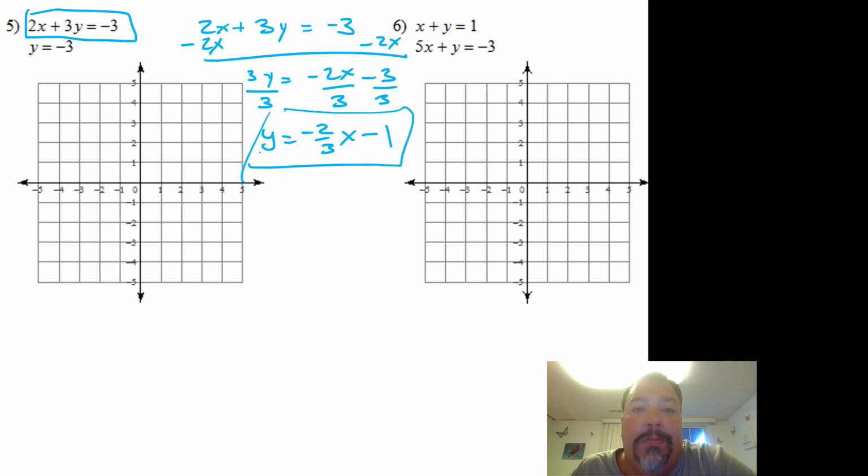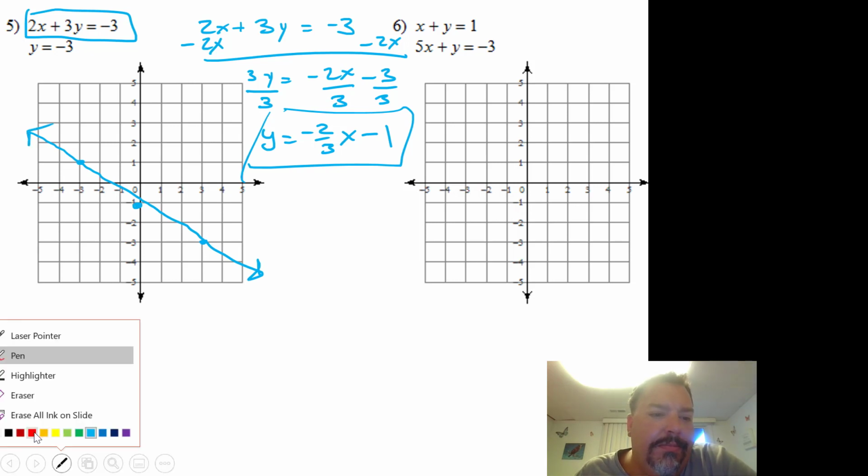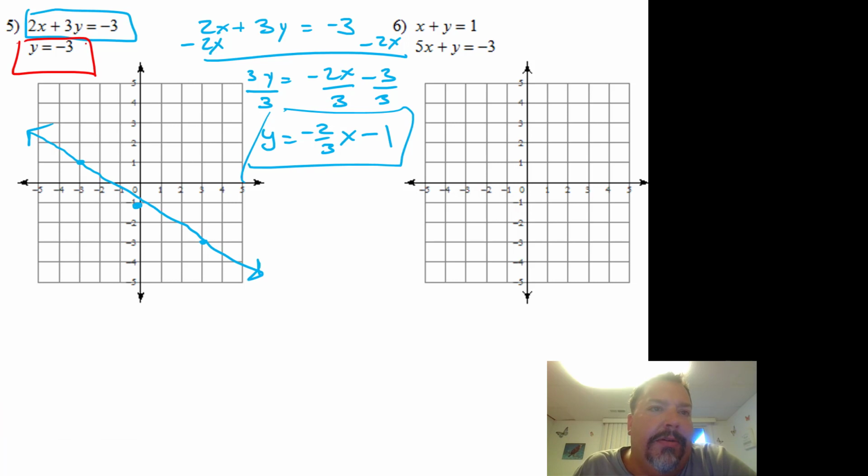Now we've got it in slope-intercept form. So it's got a y-intercept at -1, and it's got a slope of -2/3. So we go down 2 to the right 3, plot a point. We could also go up 2 to the left 3, plot a point. There is what our equation and our graph would look like. And then we go to the second equation. Let's color that in red.